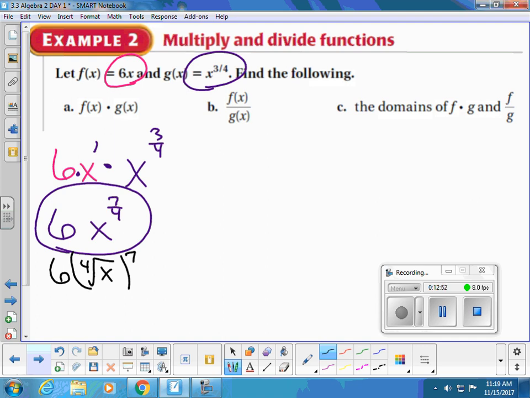So I mainly wanted you to be aware that we are 4th rooting x. Do you remember anything I've told you in the past about even radicals? You can't do an even radical of a negative. You can't do a square root, a 4th root, 6th root, 8th root, etc. of a negative number. So that means our domain must be the positive numbers, 0 through infinity. So it's the same exact domain had it been a square root.